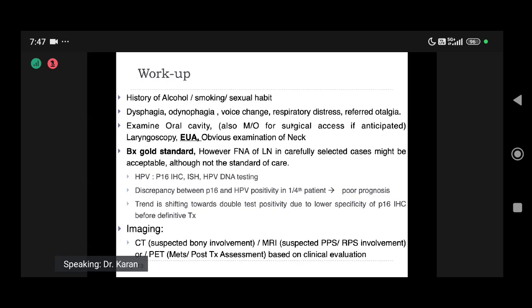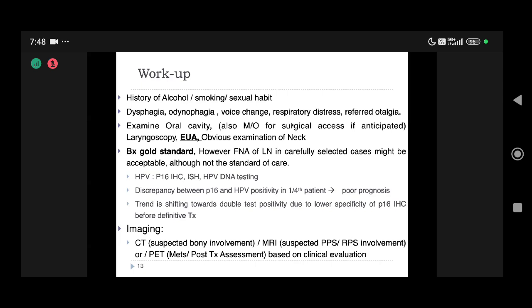Now if you are planning a different treatment for these patients, you should ideally do double testing. So you should go for an HPV ISH and a P16 positivity. And if there is a discordance, you can do a PCR HPV as well to be definite.